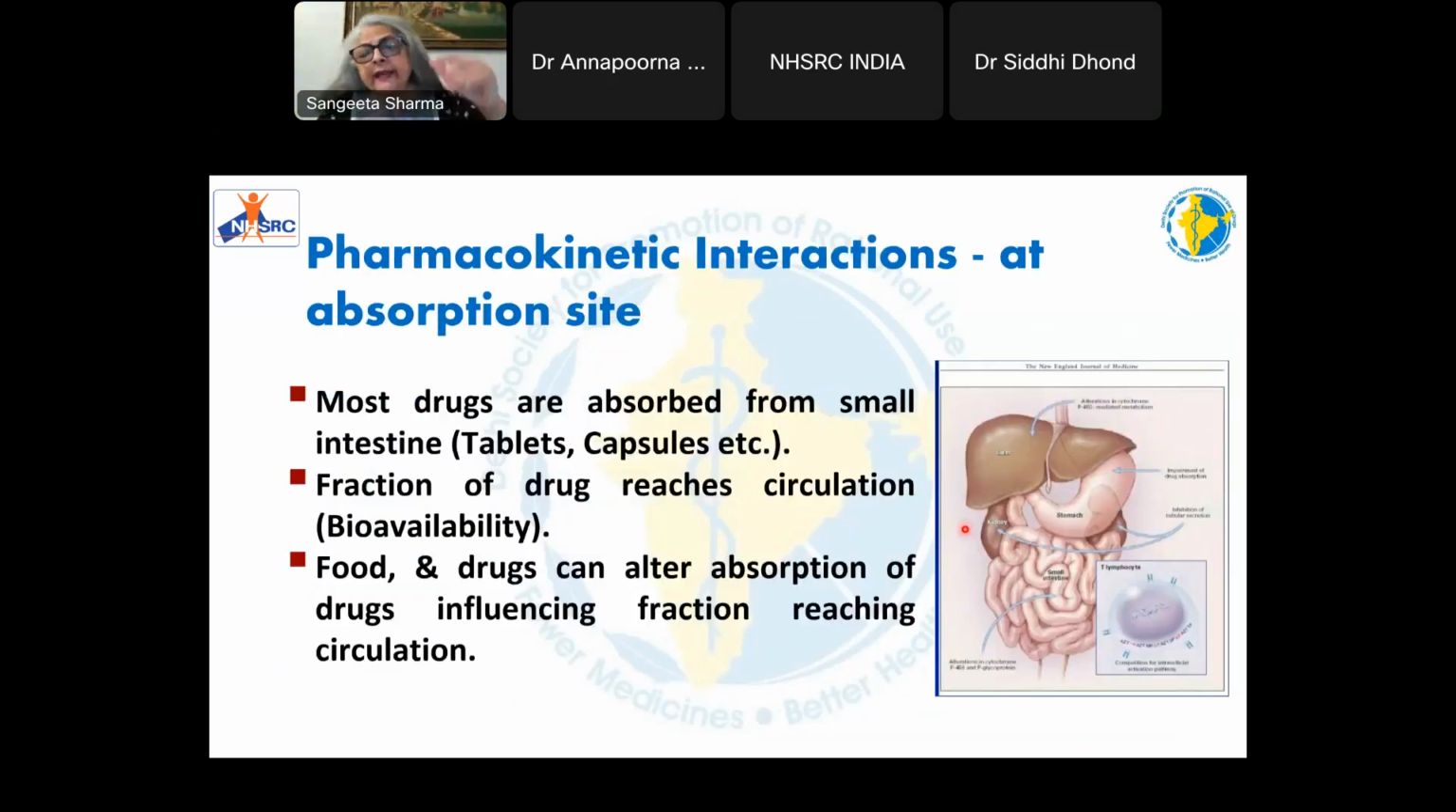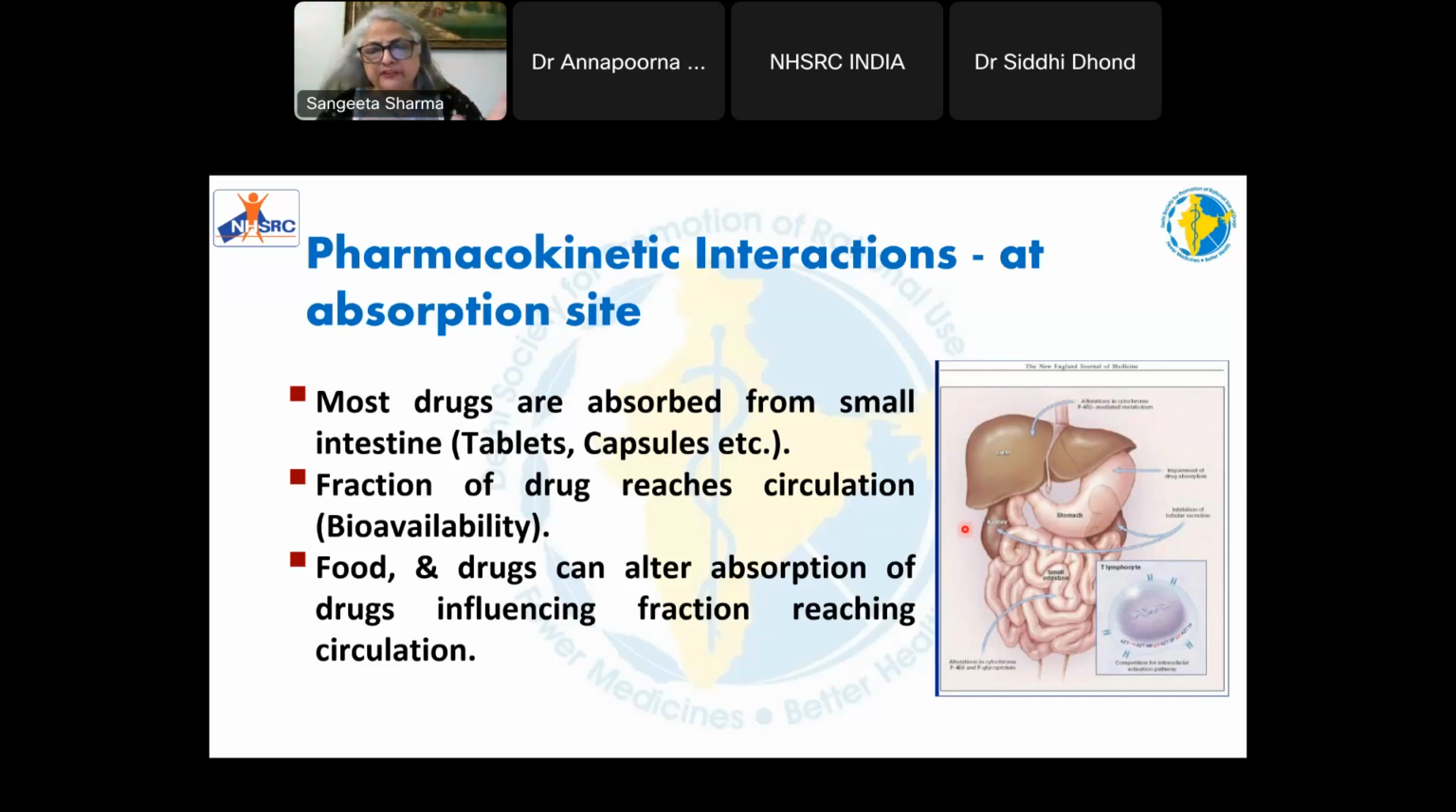Then the next site where the interaction can take place. Most commonly, medicines are given by the oral route, so tablets. So the GI tract is the first place where interaction can happen, because the drug would reach the circulation by this route only, after absorption, going through the liver, and then it distributes to the entire body.